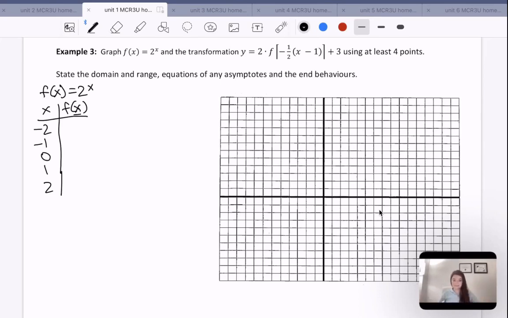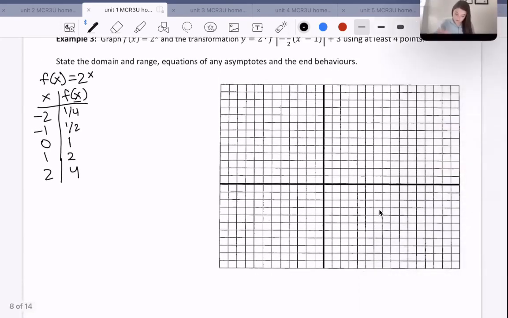Let's do this instead. So f of x, this would be 1/4, then 1/2, then 1, then 2, and then 4. So that's our points for our parent function. So let's graph the parent function, like so. So -2, 1/4, 1/2, 1, 2, 4, like that.